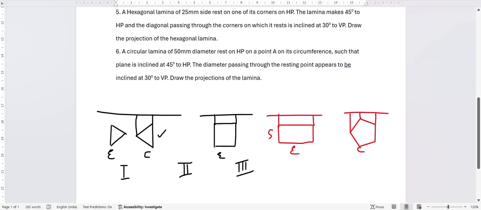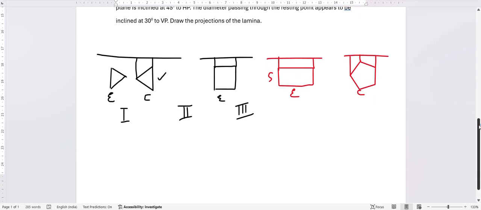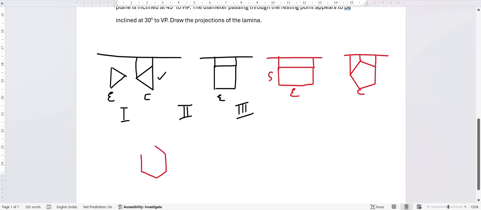Next, the fifth problem, again it is a corner. So a hexagon resting on the corner means you have to draw like this. Okay, then finally the circle will be drawn like a circle only. So it doesn't have any edge or corner condition. So for six problems we have done the first position.